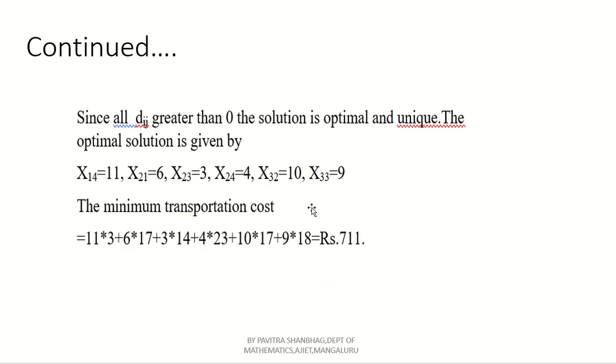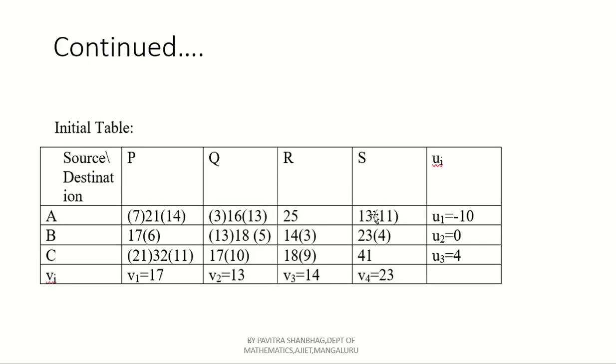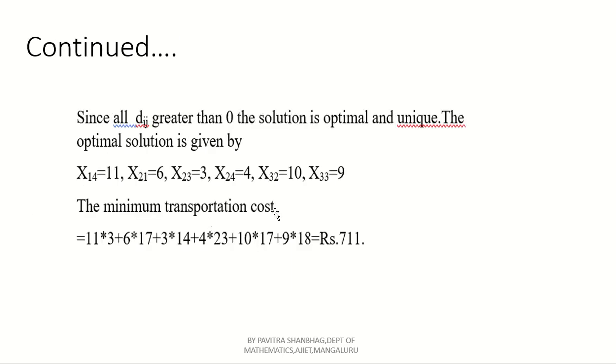After that, the minimum transportation cost is what? This 11 multiplied by 13, then 6 multiplied by 17, then 3 multiplied by 14, then 4 multiplied by 23, 10 multiplied by 17, and 9 multiplied by 18. This itself gives the minimum transportation cost, that is rupees 711 only. If you solve with the help of VAM also you will get the same, and if you apply the MODI method also you will get the same, right? So this is the procedure to solve problems under the MODI method.